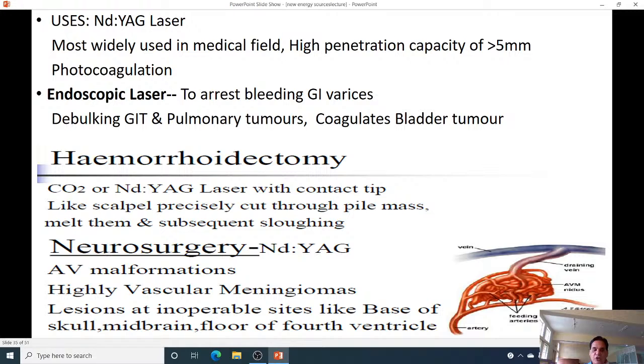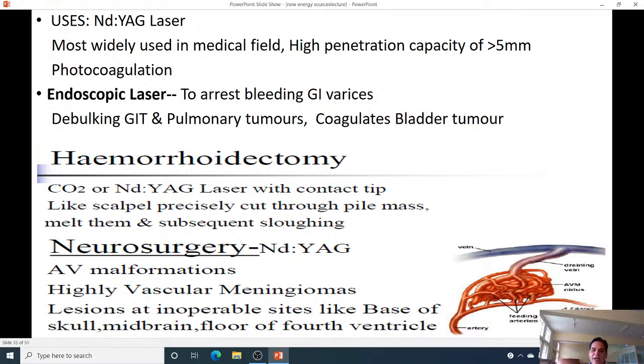Endoscopic laser is commonly used for bleeding in the GI tract, that means esophageal varices, and for debulking surgeries. The most common use of laser these days is hemorrhoidectomy. Laser hemorrhoidectomy is preferred by patients because it is an OPD procedure and there is no pain. Like a scalpel, it precisely cuts through the pile mass, melts it, and subsequent sloughing occurs. This is Nd:YAG laser for piles.